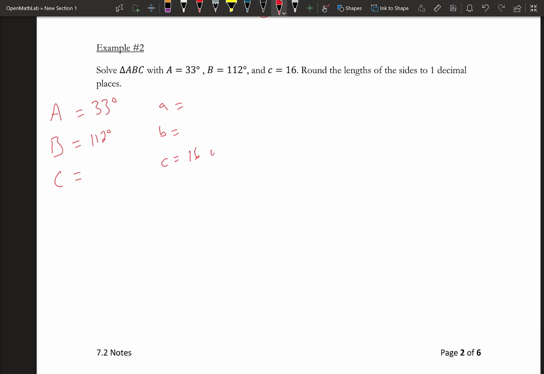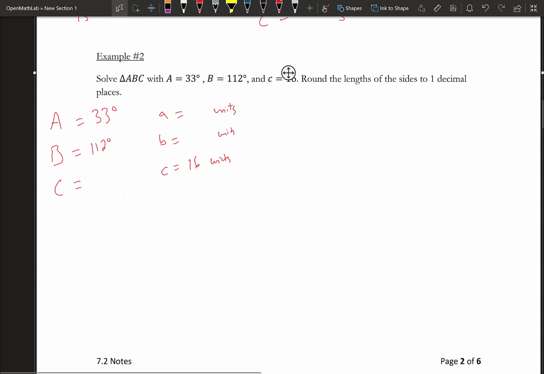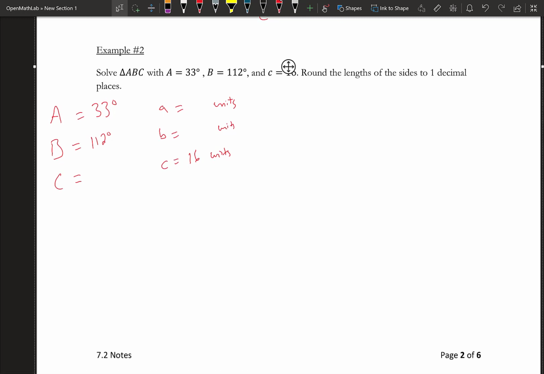And we don't know the units. It's not provided; it's just generic units of length. So again, this is very similar to the first example. C is going to be equal to 180 minus the sum of 33 degrees plus 112 degrees, same rationale as before. That should come out to be 35 degrees.